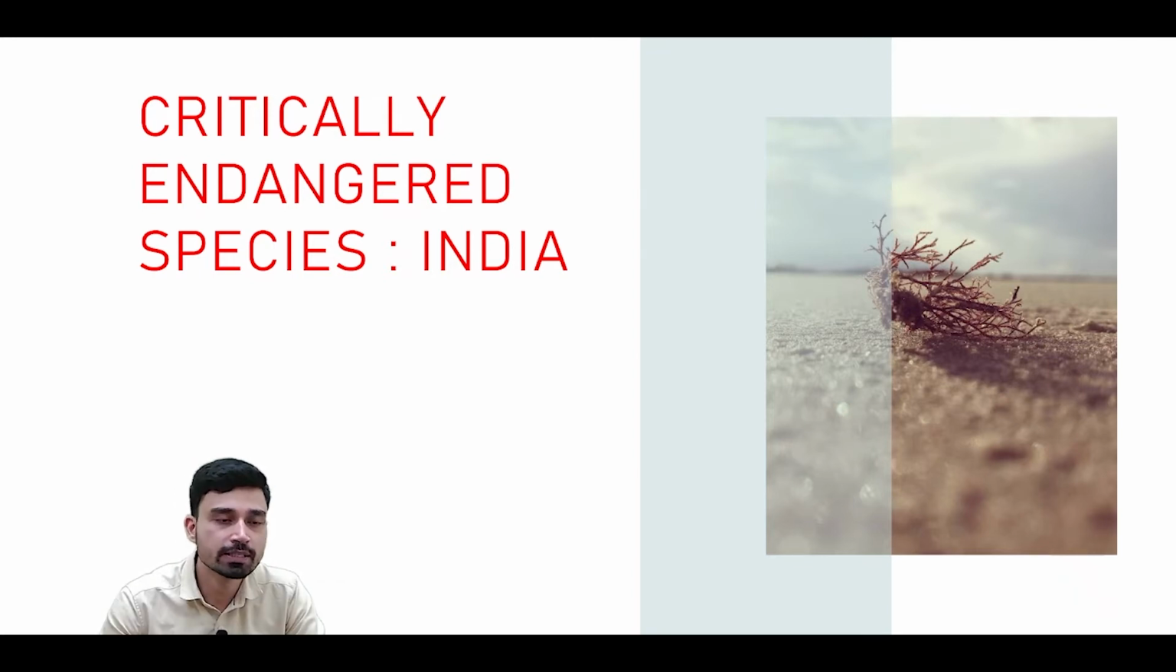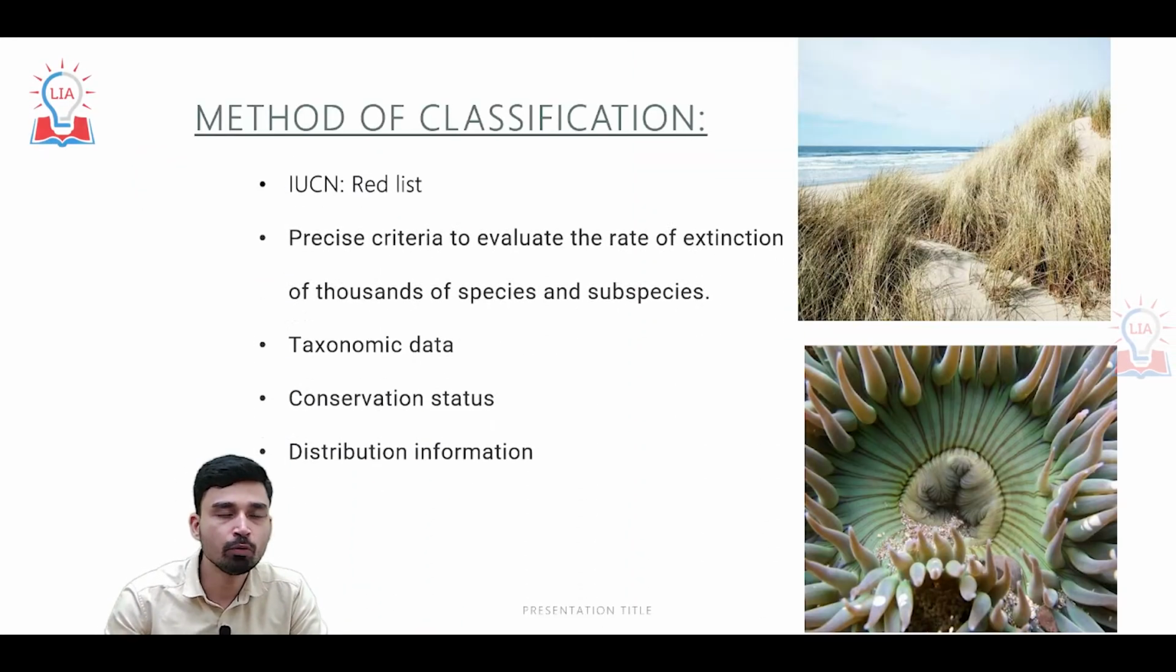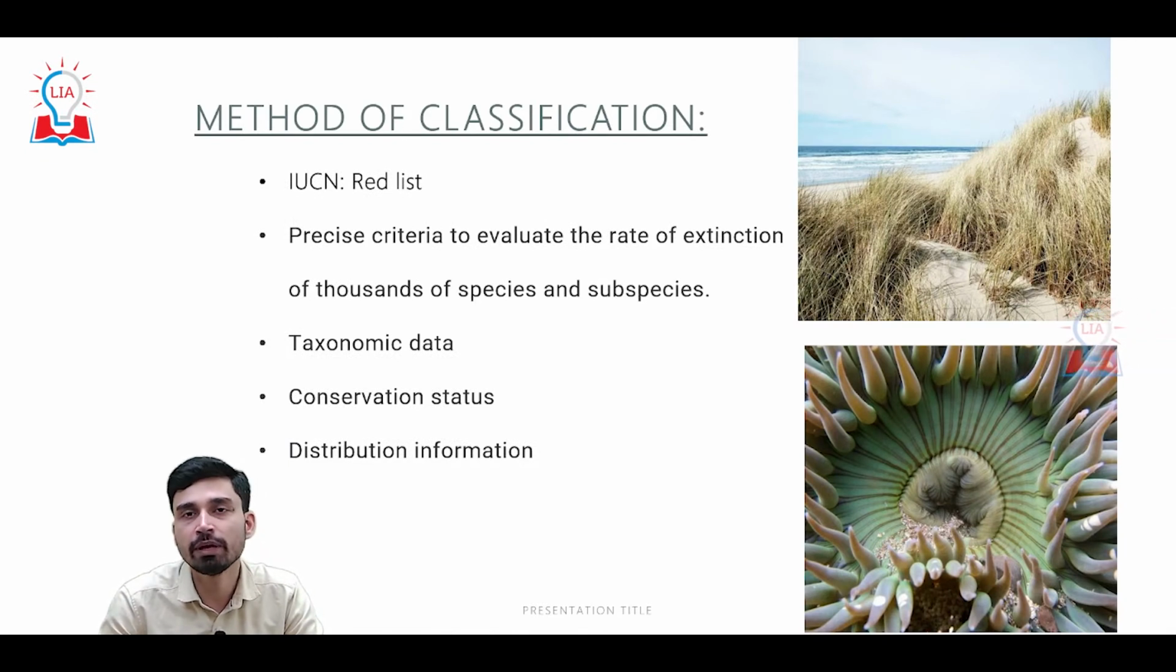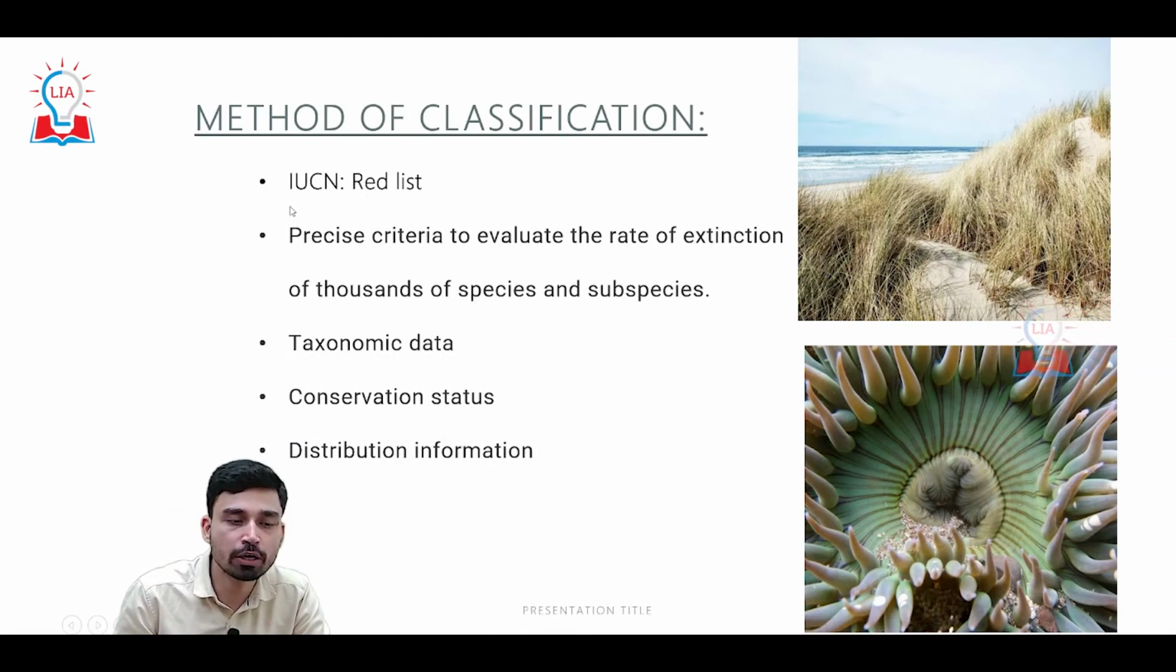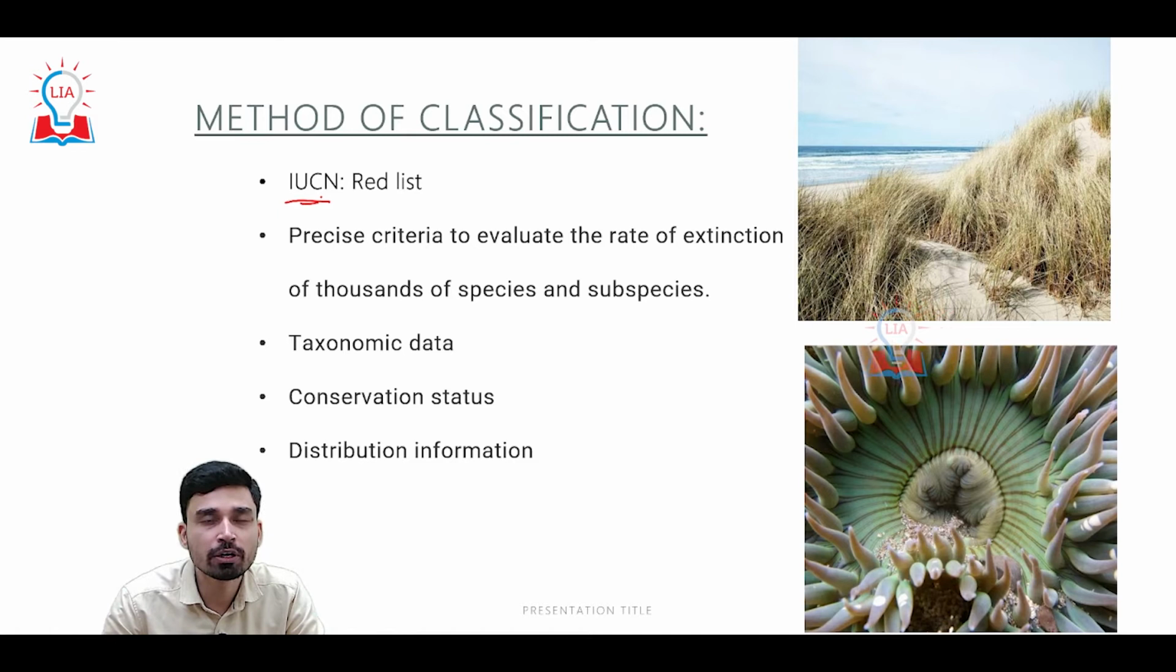Today we are going to discuss the critically endangered species of India. But before discussing that, first of all we have to understand that there is an organization called the International Union for Conservation of Nature, or IUCN. It is this organization that is responsible for publishing a list called the Red List, or sometimes it is also referred to as the Red Data Book.